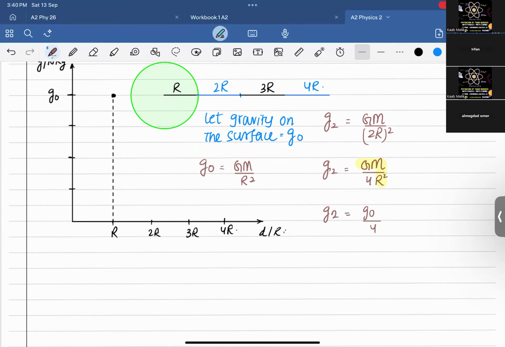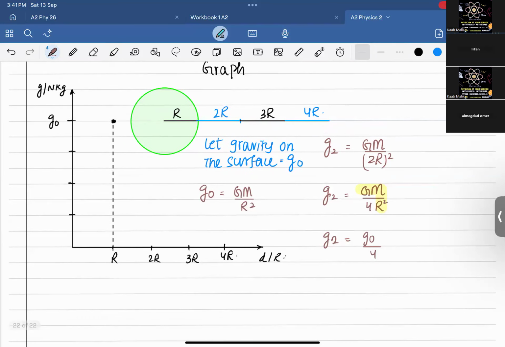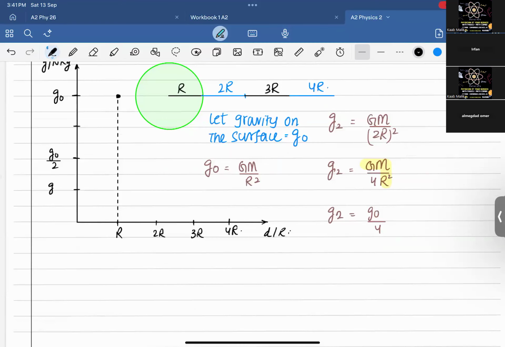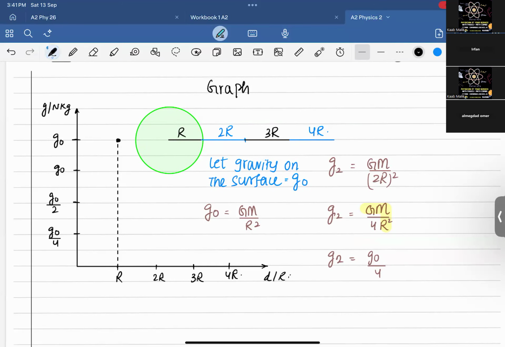So if we have g naught right here, the midway will be g naught by 2, and this one would be g naught by 4, and over here there will be 3 over 4 of g naught. I'm basically distributing the graph into percentages. So let's say this is 100%, this is 75%, this is 50%, this is 25%. This is how I mark the axis.